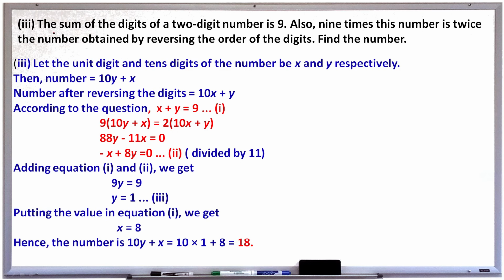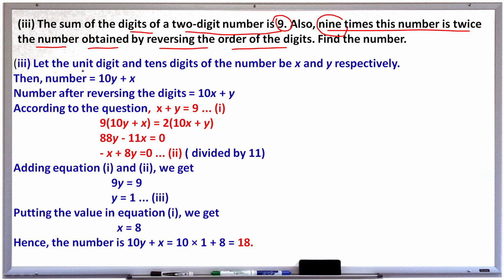Third sum. The sum of the digits of a 2-digit number is 9. Also, 9 times this number is twice the number obtained by reversing the order of the digits. There is a 2-digit number whose digits sum to 9. Reversing the digits, you will get the reversed number. 9 times this number is twice the number obtained by reversing the order of the digits.